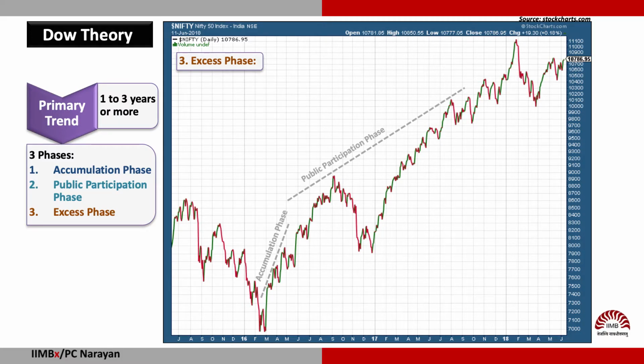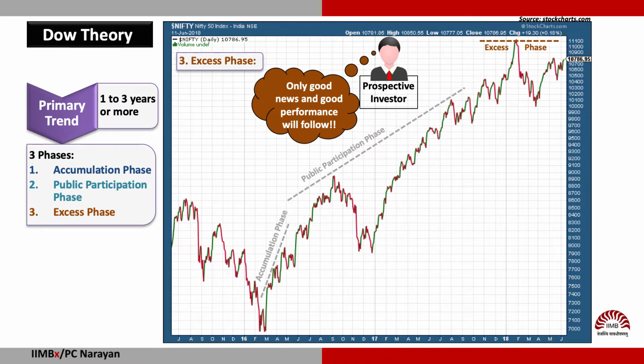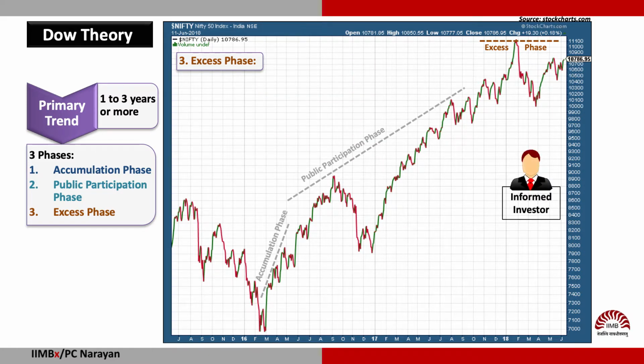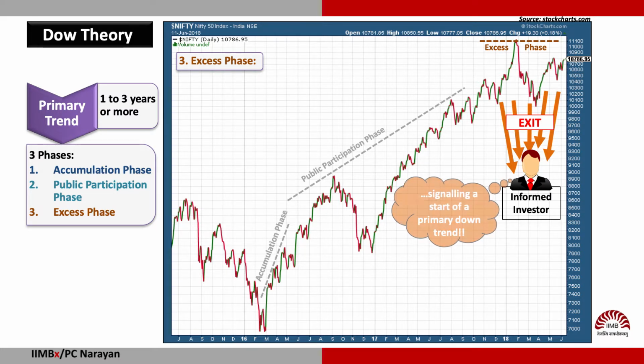The third phase is called the excess phase. This is when the market heats up and enters the phase where prospective investors are consumed by an irrational belief that only good news and good performance will flow going forward. At this stage, the informed investors exit the market in all probability, signaling the start of a primary downward trend.